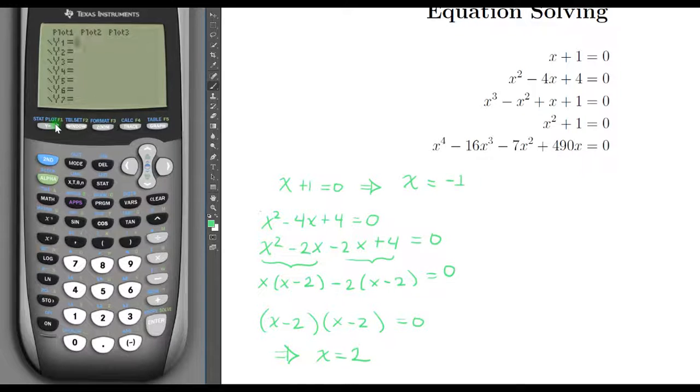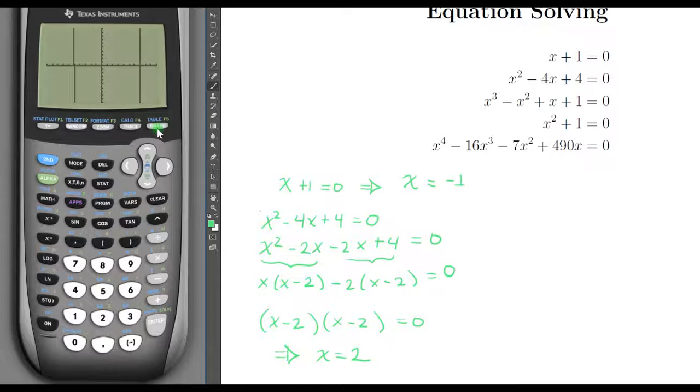So let's go y equals, let's go straight to x to the power 4 minus 16 x to the power 3 minus 7x squared, my bad, plus 490x. Let's graph. Okay, so we have two straight lines. So it doesn't seem very valuable in terms of the solutions, right?